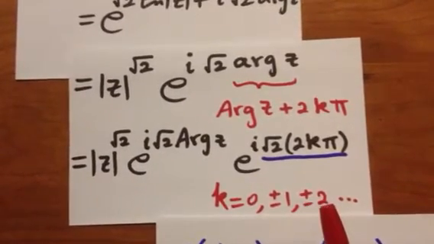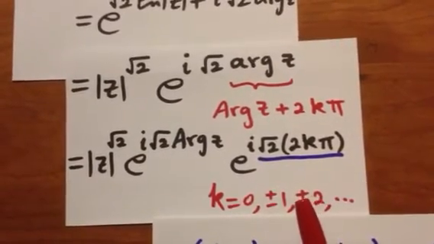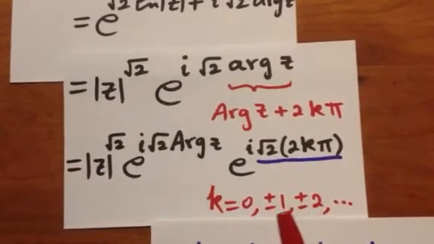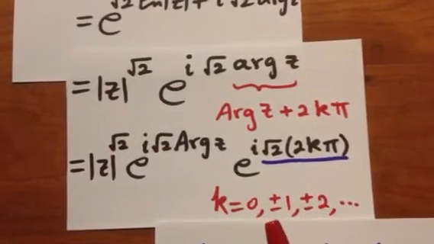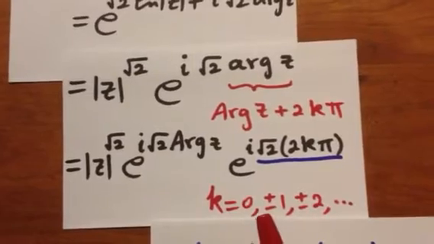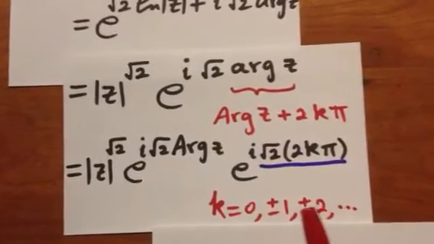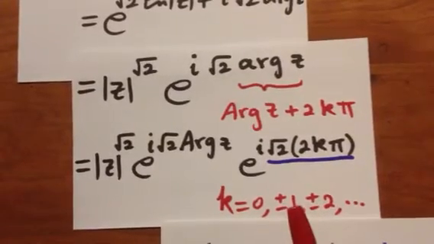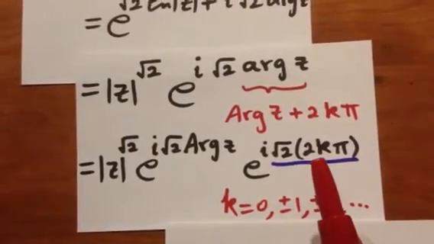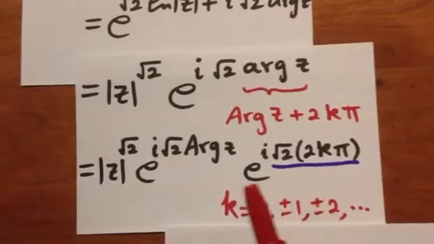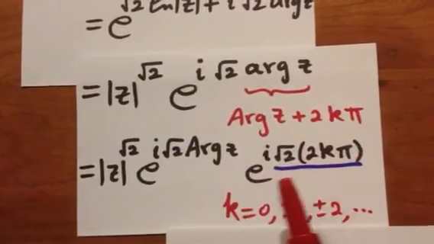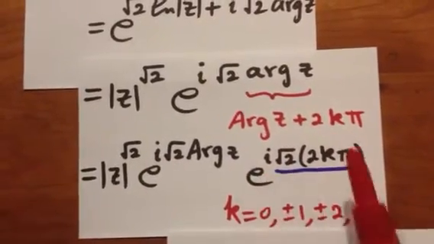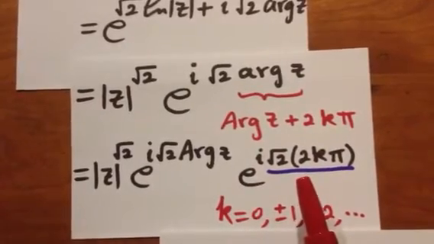Now, to prove that z to the square root of 2 has infinitely many values, we will prove that if we take two different values of k, like k1 and k2, and we plug them in here, we produce two different complex numbers. That's what we are proving.